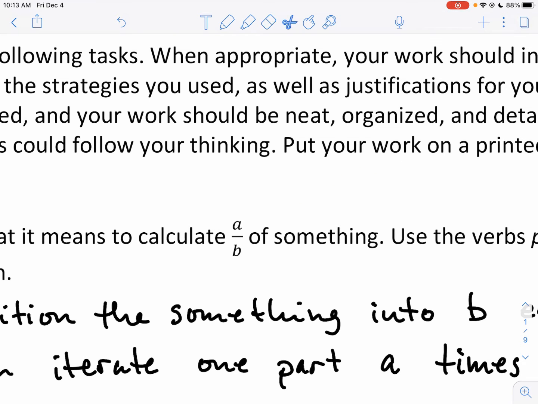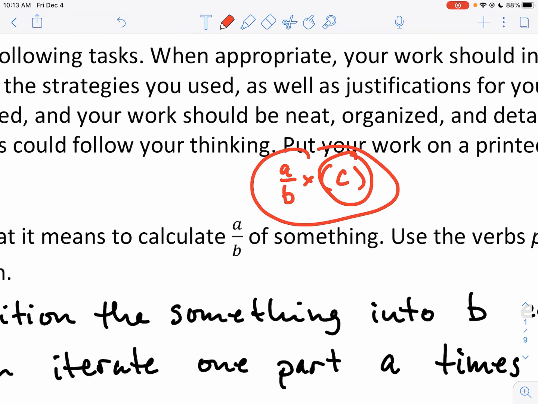But when you are thinking about A over B of something, then I'm asking you to really think about what happens if you have A over B and you're multiplying it by some amount. I'll put C there. Like, what do you do to C when you see a mathematical expression that says to multiply C by a scale factor of the fraction A-bths?